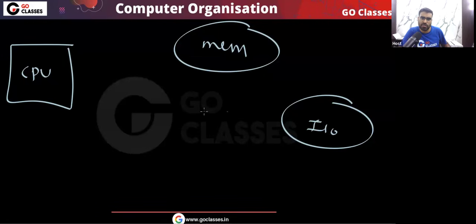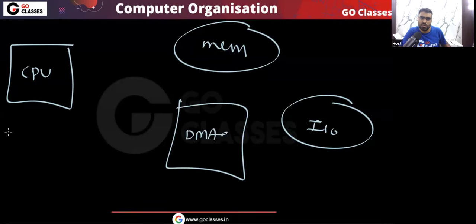Let me tell you one more thing. These are very important points, so understand them carefully. Let's assume that the CPU wants to do data transfer between the IO device and main memory. This is your CPU, this is your main memory, and this is your IO device. This is your DMA controller, and the IO device is connected to the DMA controller like this. Now you can easily see here there is a system bus.